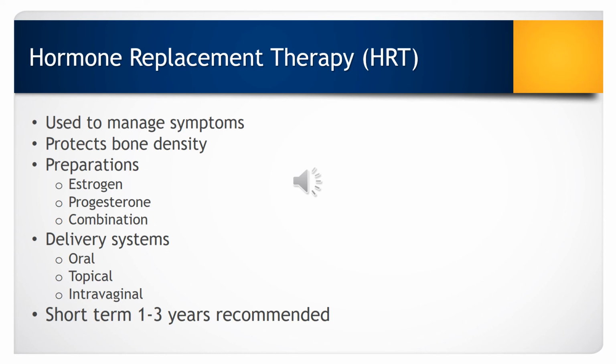HRTs can be prescribed orally, topically, or intravaginally. So, for example, if a woman's only complaint is vaginal dryness, she can have an intravaginal cream or gel prescription of HRT. HRTs are to be used for the short term, recommended 1 to 3 years.